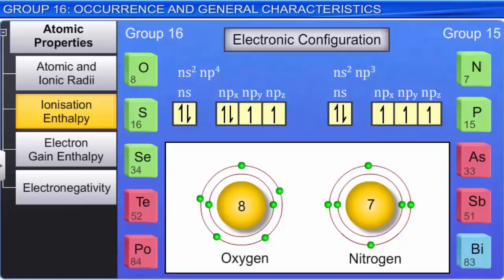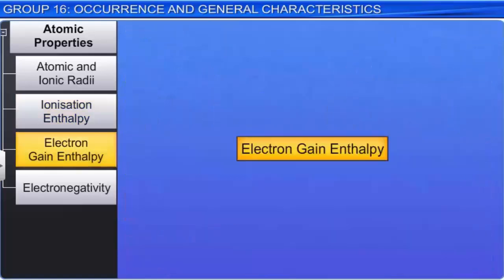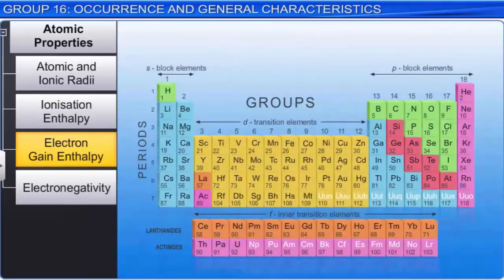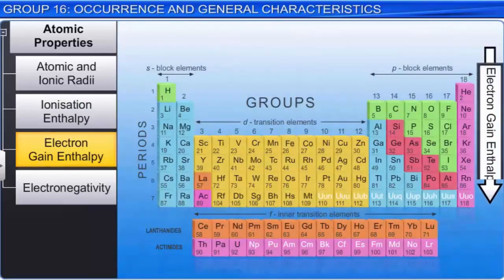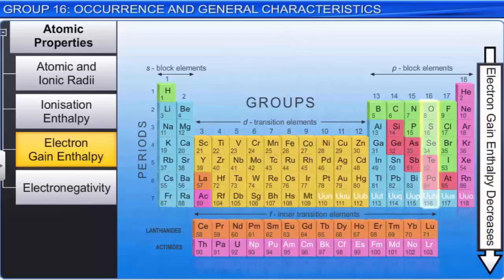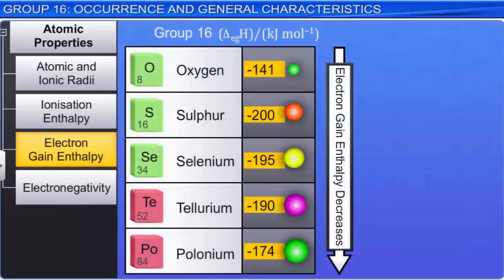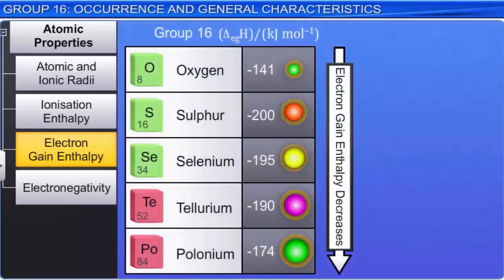Let's now see the electron gain enthalpy of these elements. In general, down a group, electron gain enthalpy decreases with an increase in the size of the atom. Thus, the electron gain enthalpy of group 16 elements decreases with an increase in the size of the atom from oxygen to polonium.